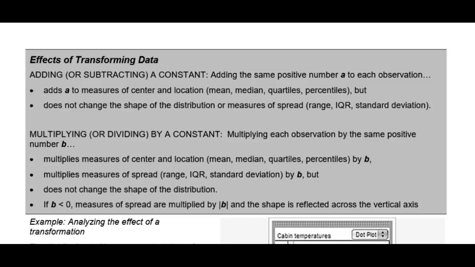Our next topic of conversation is transforming data. Welcome back, folks. Okay. Today we're talking about effects of transforming data. This is page 3 of our packet on section 2.1 titled Describing Location in a Distribution.